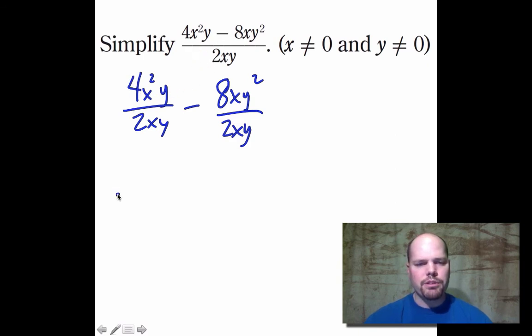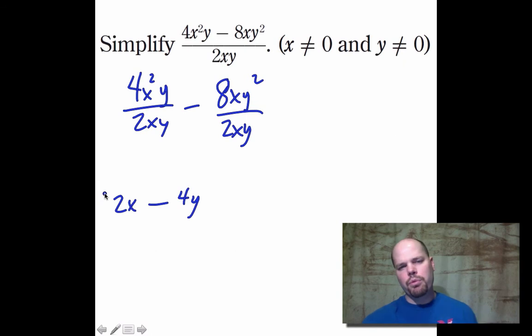So 4 divided by 2 is 2. X squared divided by x is x. Y divided by y is 1. 8 over 2 is 4. X over x is 1. Y squared over y is y. So this reduces to 2x minus 4y.